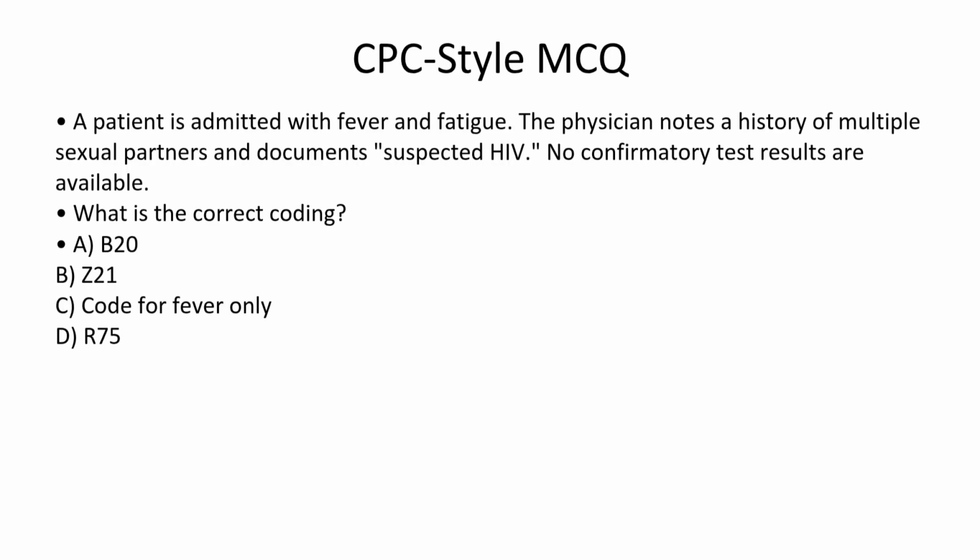In this scenario, the physician has documented suspected HIV, but there is no confirmed diagnosis. According to ICD-10-CM Guidelines, only confirmed HIV cases should be coded. So we should not assign B20 or Z21. We also do not assign R75 because that is used for inconclusive test results, not for suspected cases. So we code only the symptoms, which is fever. The correct answer is option C, code for fever only.